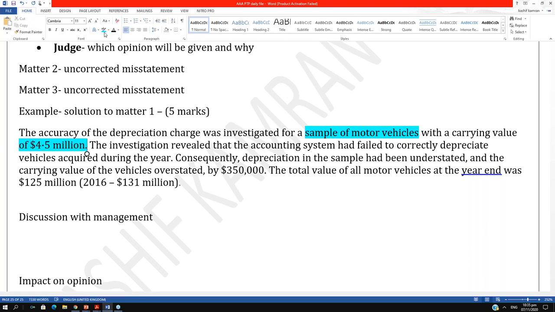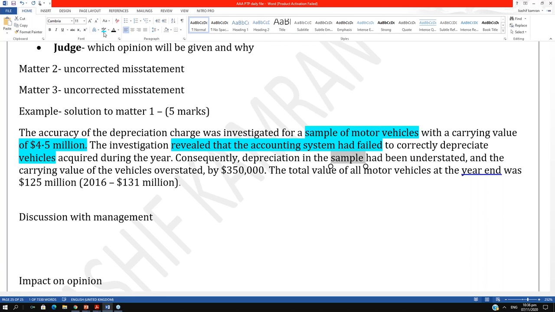The investigation revealed that the accounting system had failed. When you took a sample of 4.5 million, that sample revealed that the accounting system had failed to correctly record the depreciation on the vehicles. On the total assets? No, only on the vehicles. Consequently, depreciation in the sample had been understated and the carrying value of the vehicles overstated by 350.